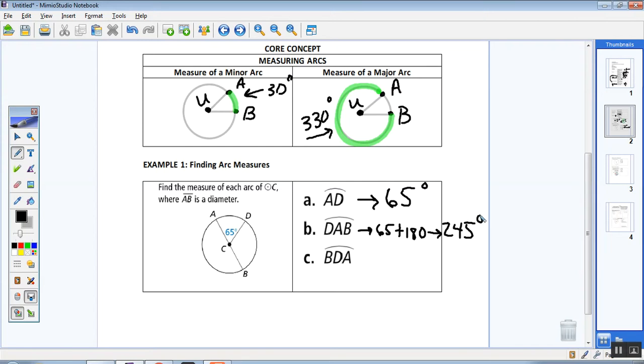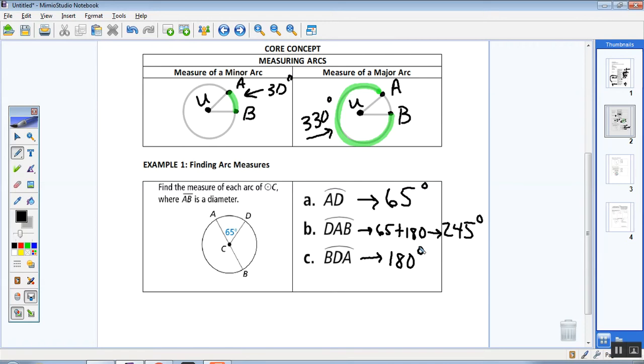How about B to D to A? Start at B, end at A, and make sure you pass through D. What do you think there? 180. It's a half circle. Okay. If I ask you guys to find arc measures, can you do it? That's pretty easy, isn't it? Okay. How about this one up here? How about DCB? How about this one right here, the minor arc for D to B, in other words? 180 minus 65 would be 115 in there, right?